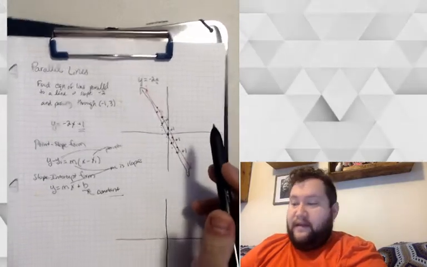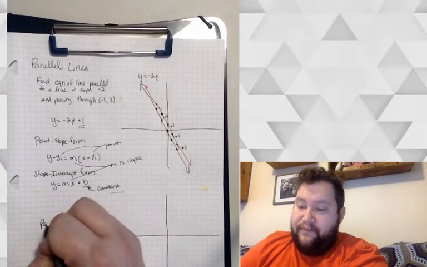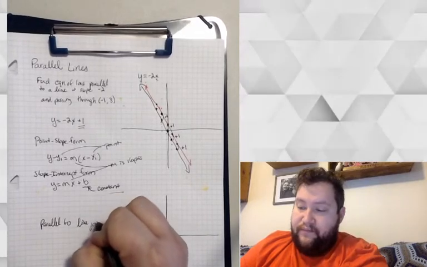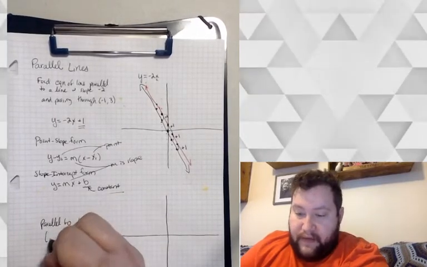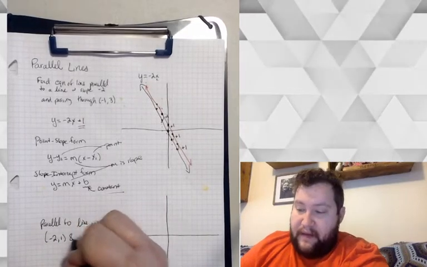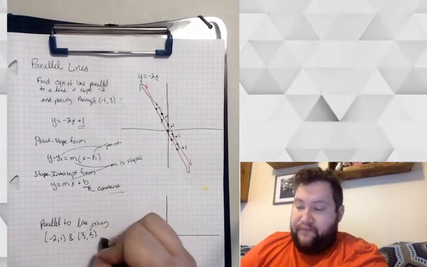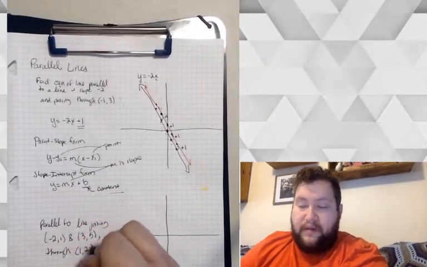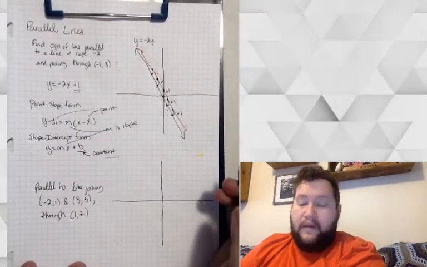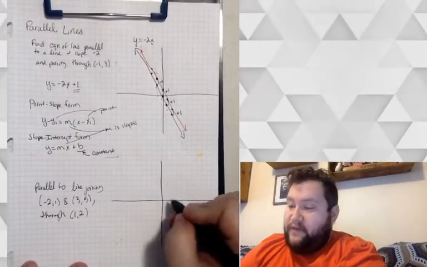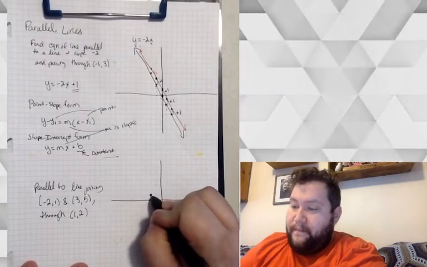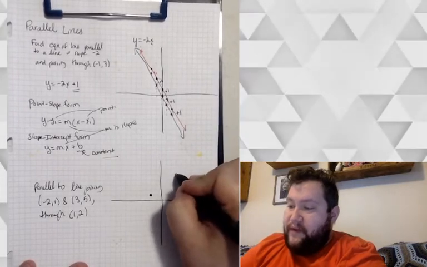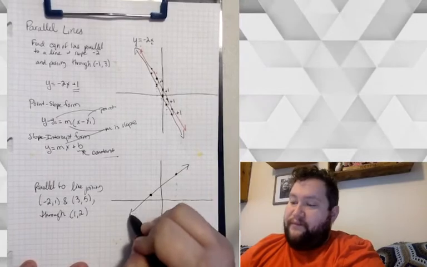So let me go ahead and do another example. Here we have parallel to the line joining -2, 1, and 3, 5, through 1, 2. So go ahead and plot that. X is -2, y equals 1. X is 3, y is 1, 2, 3, 4, 5, and we connect those.